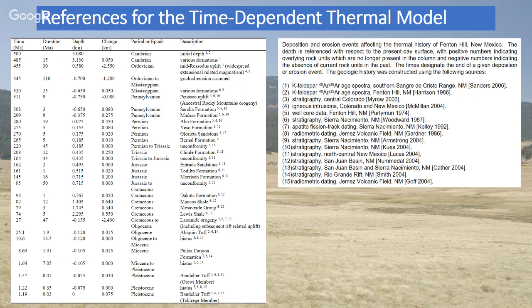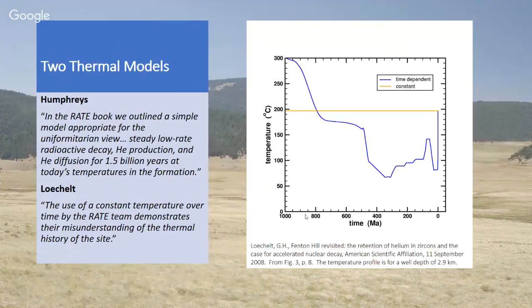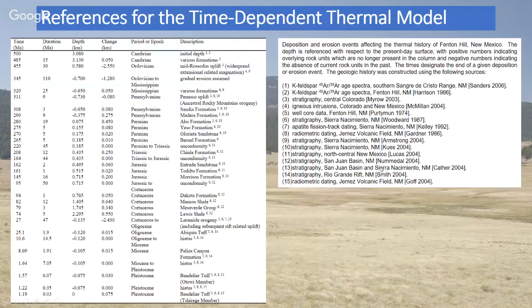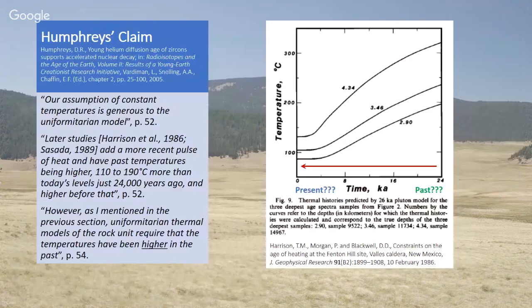And based upon this, construct a thermal model. So two very different views. Do you keep temperatures today constant through all time, or do you try and follow the actual geologic history? So here is Humphreys' defense of their constant temperature model.